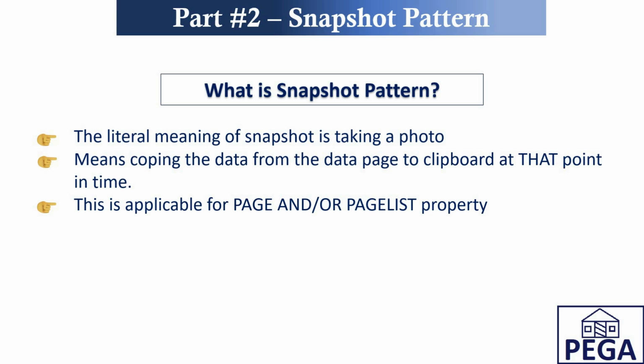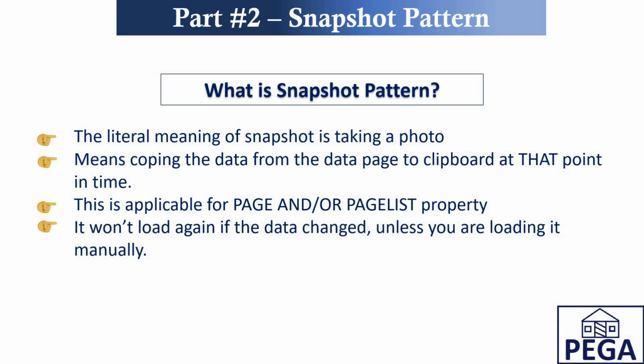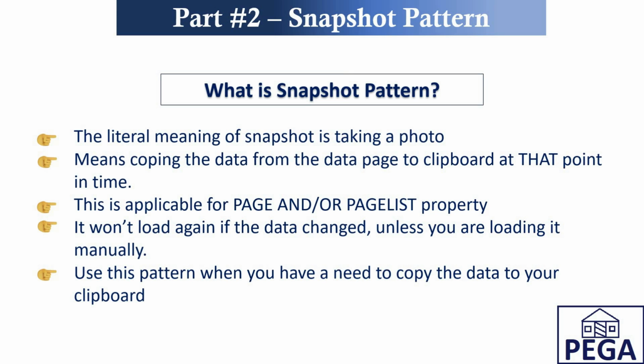This is applicable for both page and page list properties, not for individual properties. One thing to consider here: it won't load again if the data is changed in the background, unless you load it manually. When I say loading it manually, that means you need to remove that page or page list property from your pyWorkPage. So the next time it refers to that particular object, it will automatically go and do a fresh load. This is something you need to consider while doing the design. You use this pattern when you need to have a copy of the data on your clipboard.